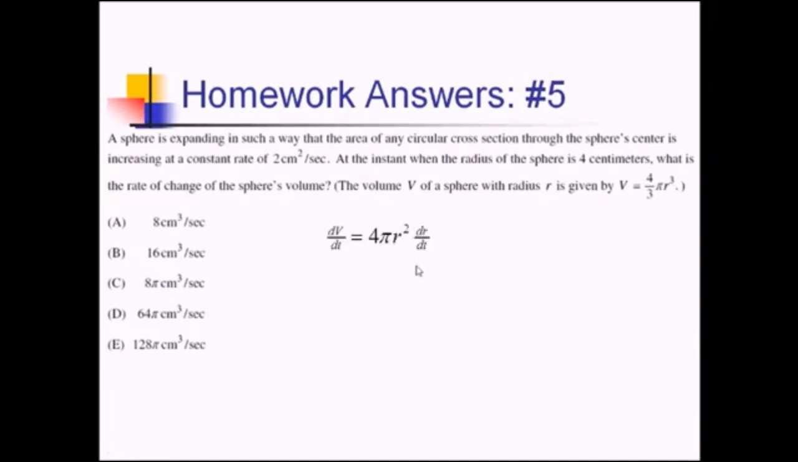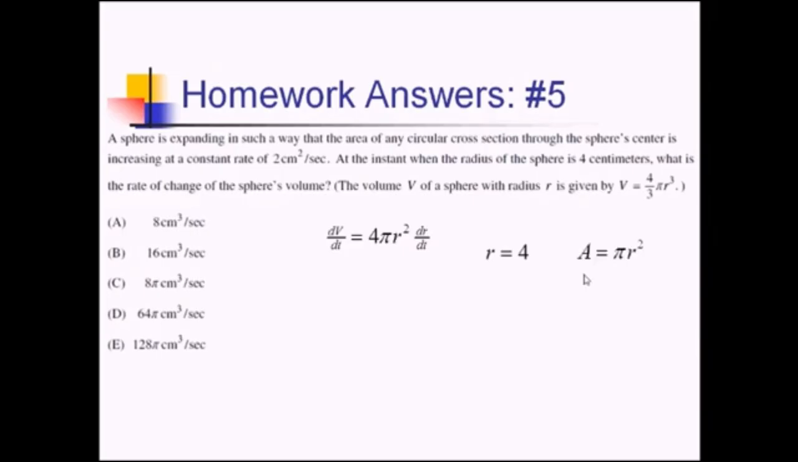over dt. Now, if you're looking for dV over dt, you need the values of r and dr over dt. r we know. They told us it was 4. dr over dt, that's the rate of change of the radius. They did not tell us that. They told us the rate of change of the area of a circular cross-section. So what we're going to do to find dr over dt is we're going to use the area formula.